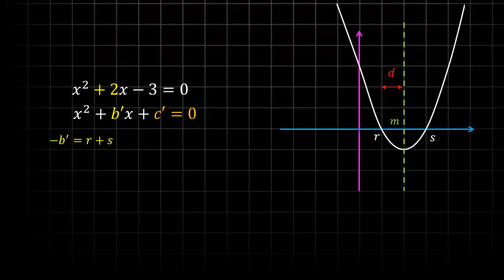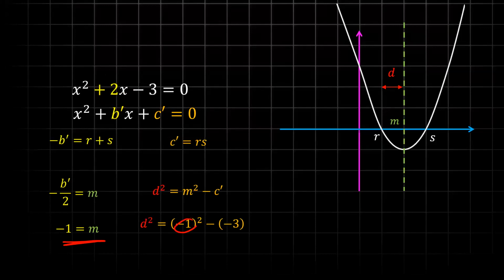Most of you are correct. But my point is, if you use this new method which you have studied, m is minus 1. Agree with me instantaneously. You look at the equation and you can tell the midpoint is minus 1. It's just faster, a little bit. Then you just need to plug it into the formula m square minus c. Ta-da! D square is 4, so D is 2. So the roots are minus 1 plus 2 and minus 1 minus 2, giving minus 3 and 1.